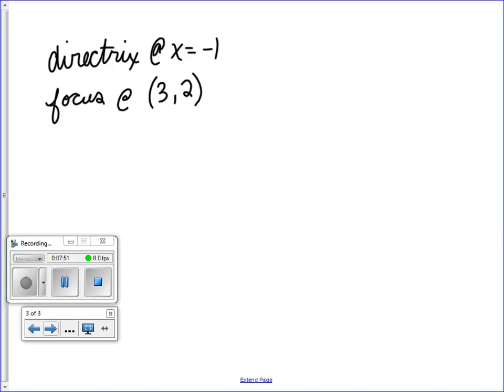Let's say that we have a directrix at x equals negative 1, and a focus at 3, 2. What do we need to do on this one? I need to find that vertex. I need to find that point in the center, right? Yes. Did I give you h, k? No. Do you need h, k? Yeah. Okay, so, how do we want to do that?